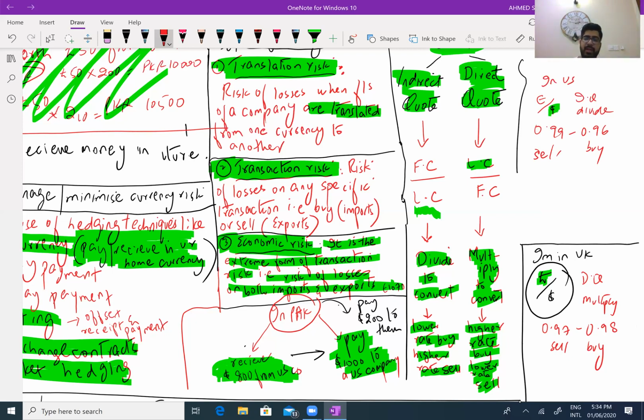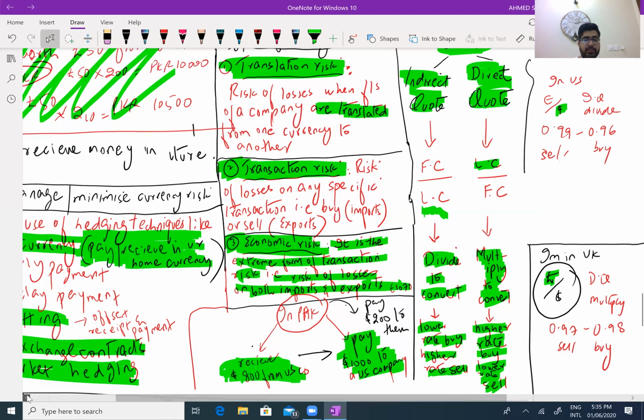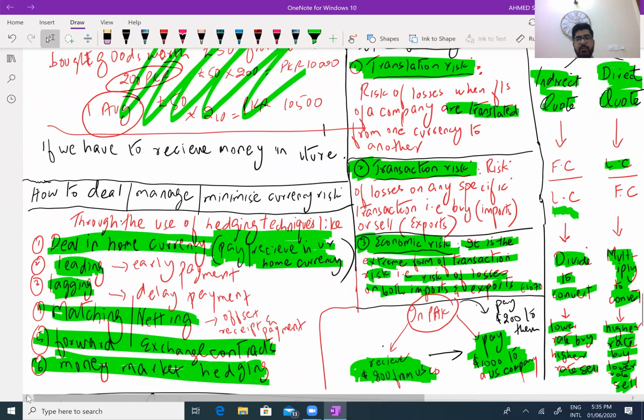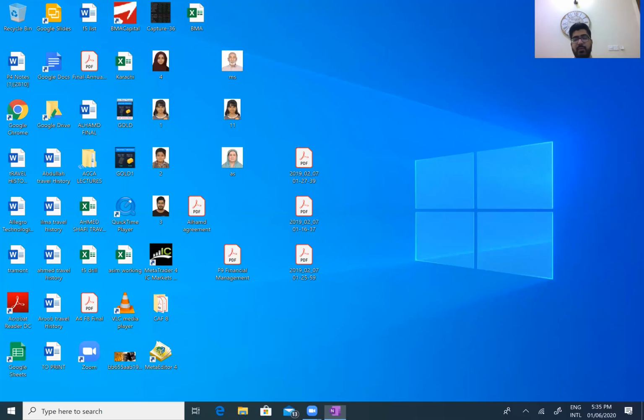And whenever local currency is in the numerator, that's a direct quote, multiply, lower selling, higher rate buy. Now, before moving to the fifth hedging technique, that is called forward exchange contract, let me give you a quick recap of what we have studied till now.